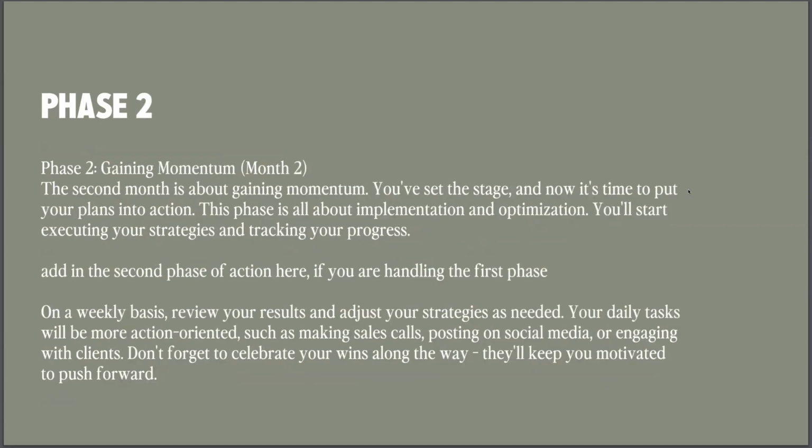Okay, phase 2. So this is really that day 30 to 60. This is where we start to gain momentum. The second month is about gaining momentum. You've set the stage. Now it's time to put your plans into action. This phase is all about implementation and optimization.